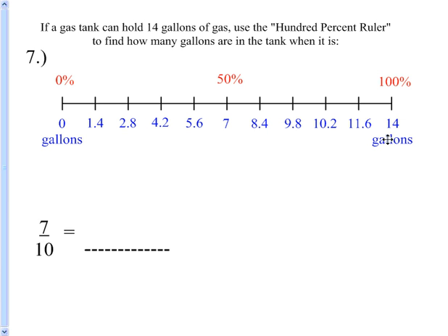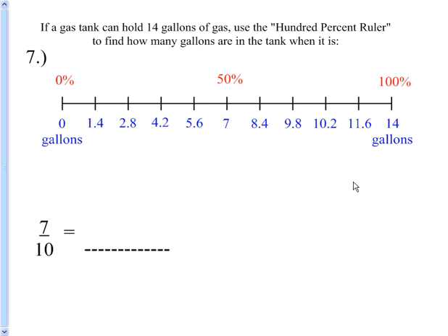We have 14 gallons, and we divided this 14 in problem number 6 by 10, since this is divided into tenths. And then we figured out that 14 divided by 10 is 1 4/10. And given that information, we could add 1 4/10 to give us 2 8/10, and then to give us 4 2/10, 5 6/10, etc., all the way down the line for the rest of this 100% ruler.